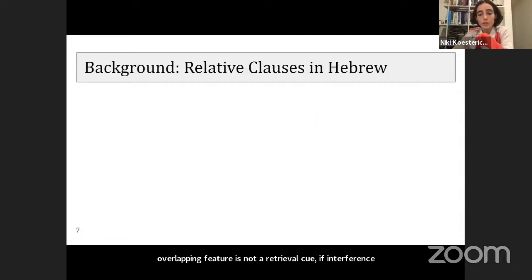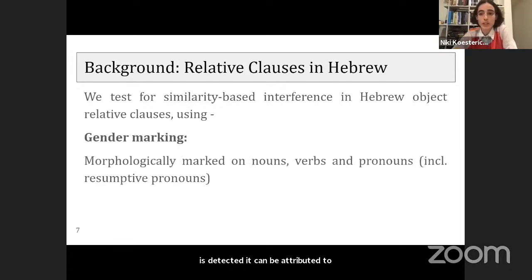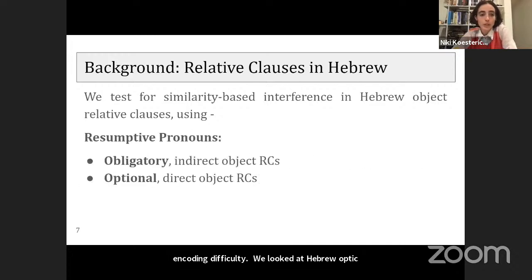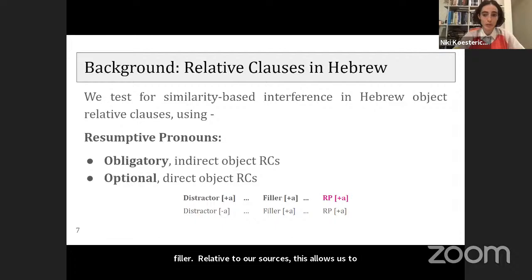So in the current study, we tested for similarity-based interference in Hebrew object relative clauses, taking advantage of the fact that gender in Hebrew is morphologically marked on nouns, verbs, and crucially on pronouns, which includes resumptive pronouns. Resumptive pronouns are pronouns that appear at the tail of a filler-gap dependency, and importantly, they're grammatical in Hebrew. Relevant to our purposes, they're obligatory in indirect object relative clauses and optional in direct object relative clauses. So this allowed us to test whether a distractor, which matches the filler in gender, would cause interference both when gender is a retrieval cue, so in filler-resumptive dependencies, and when gender is not a retrieval cue, so in filler-gap dependencies.